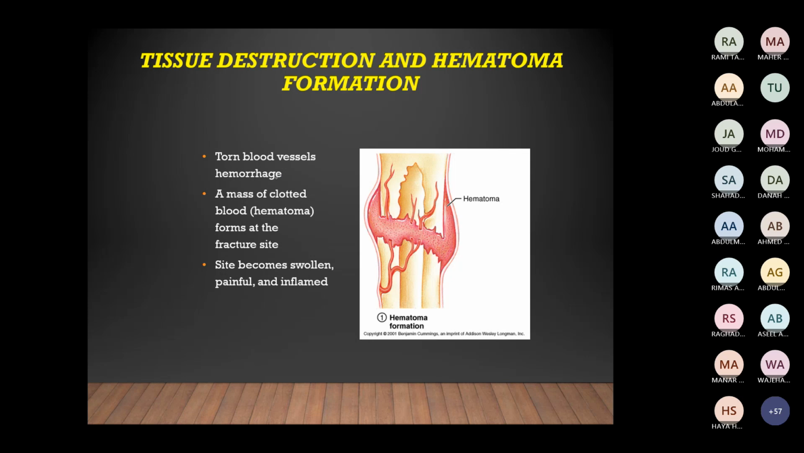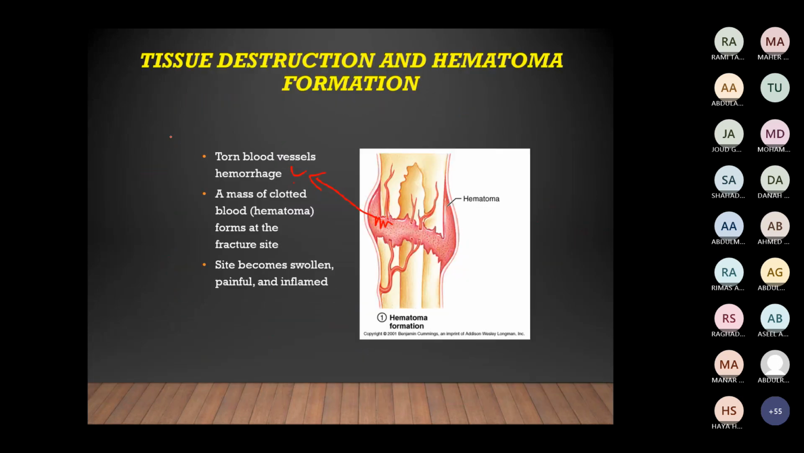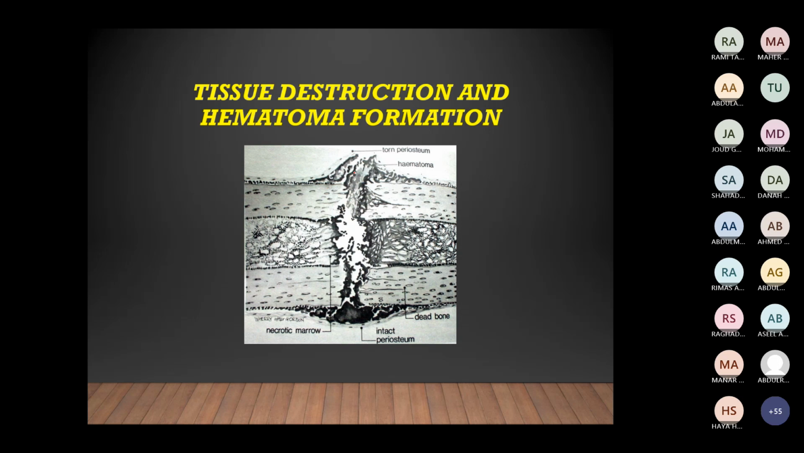Now tissue destruction and hematoma formation. In the starting, what is happening is all these vessels are torn up. The vein and artery are broken here, and of course hemorrhage will occur. A mass of clot or a hematoma is formed over here, at the fracture site. As I told you yesterday, in the starting part inflammation will occur, then of course the clot formation is there. Here also the same thing. This particular site becomes swollen, painful and inflamed. This is the tissue destruction, the first phase, which is very important.